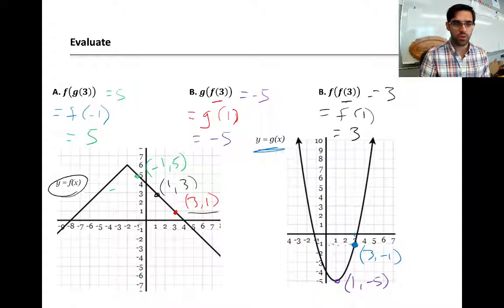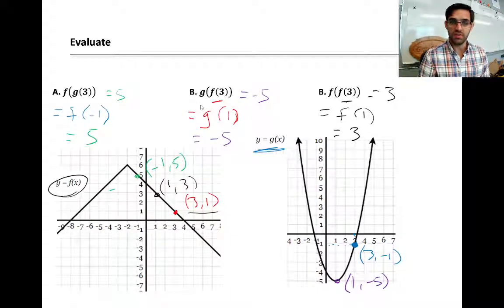And I see that the point (-1, 5) is on the f curve. So when I put negative 1 into f, 5 comes out. So f of negative 1 is 5, which means f of g of 3 is also 5. We can continue that pattern for example B.